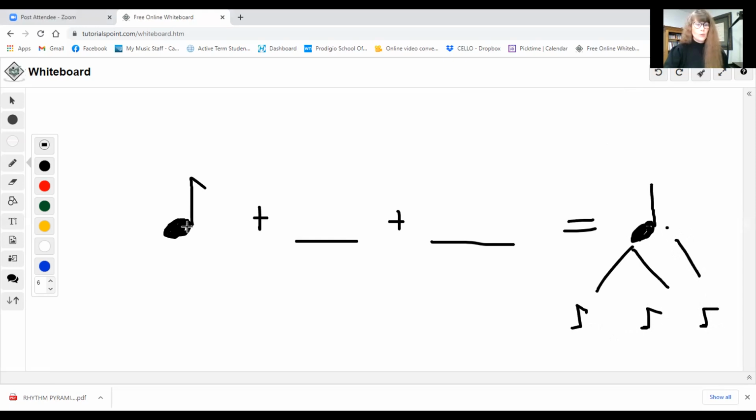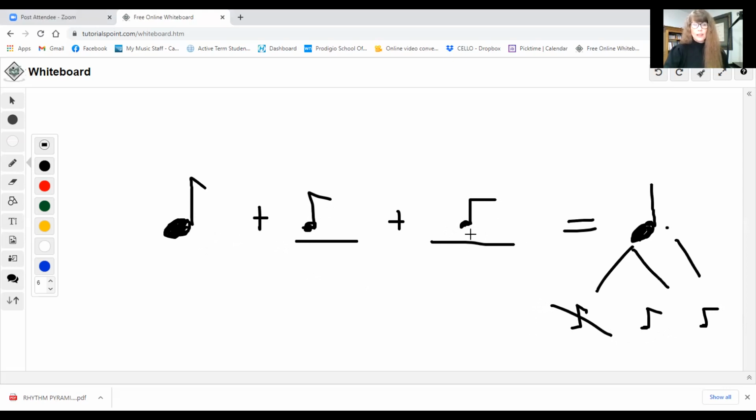So when I'm writing this equation out, I've already been given an eighth note, and I'm looking for 2 more. So I would actually draw in another eighth note plus another eighth note. So now my equation is balanced.